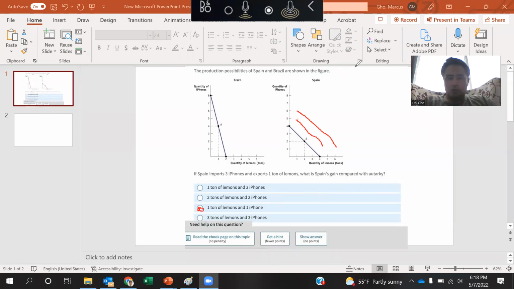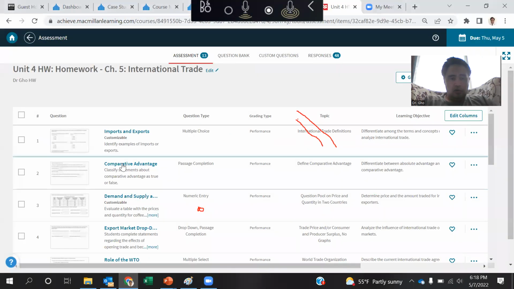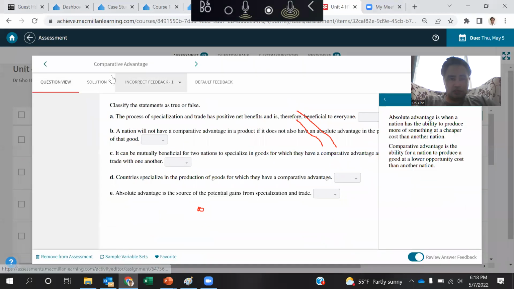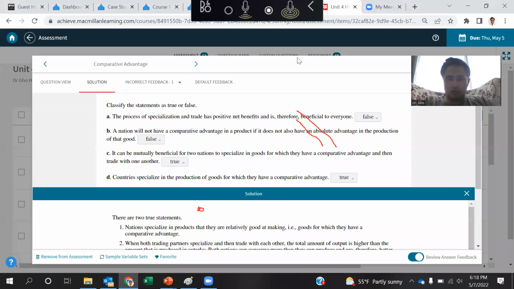I wanted to go through a few of the homework problems. Now, let me go to number 2. Let's look at the comparative advantage. Looking at the question view. Actually, well, there's the answers. Let me clear these drawings. So why are these the right answers?